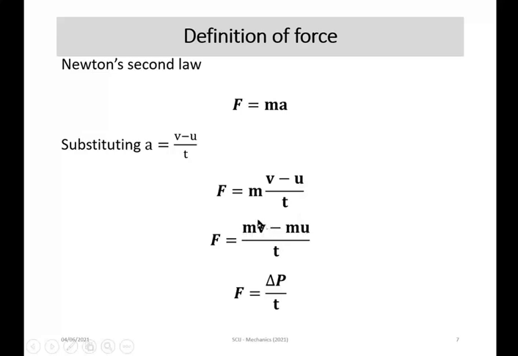The interesting thing is that you realize that mv is the momentum of the particle at some point, and mu is the momentum of the particle at another point. Thus, the final velocity gives you a final momentum, and the initial velocity gives you an initial momentum. So the numerator is final momentum minus initial momentum. We are talking about change in momentum, and this change took place within some time period. If we divide a change in momentum by the time period, we get a force.